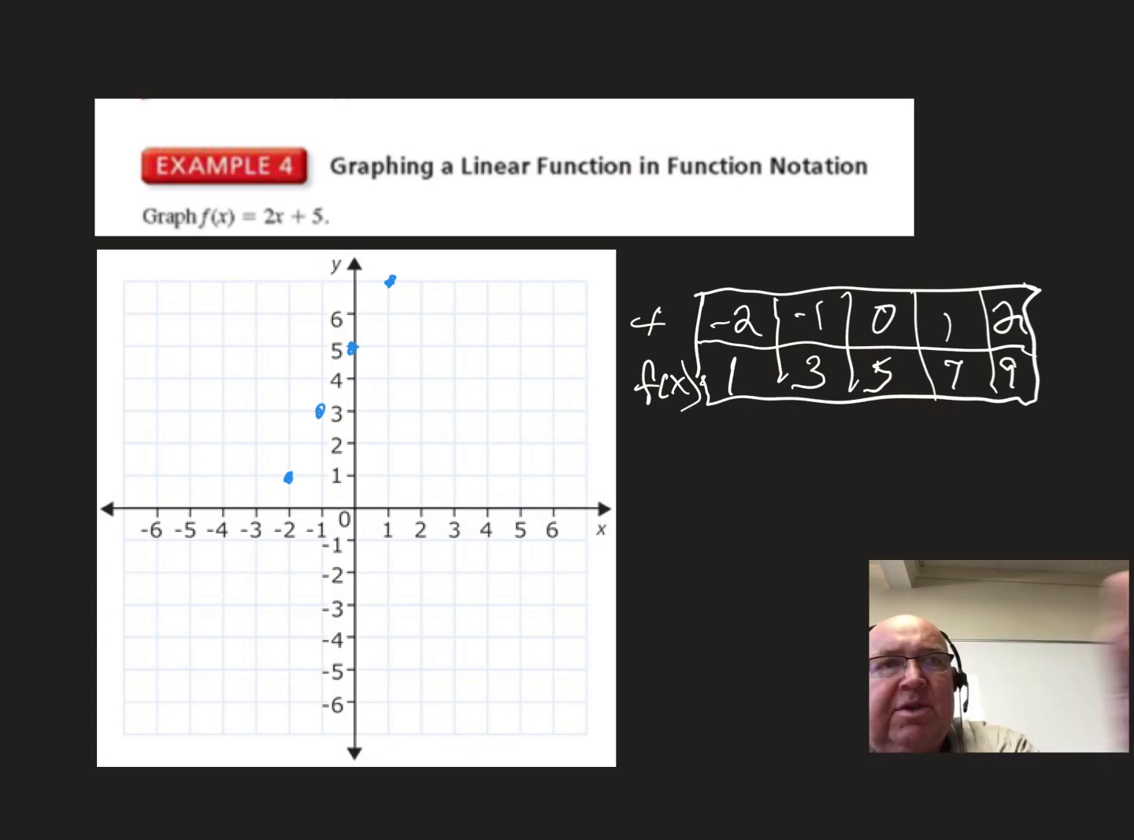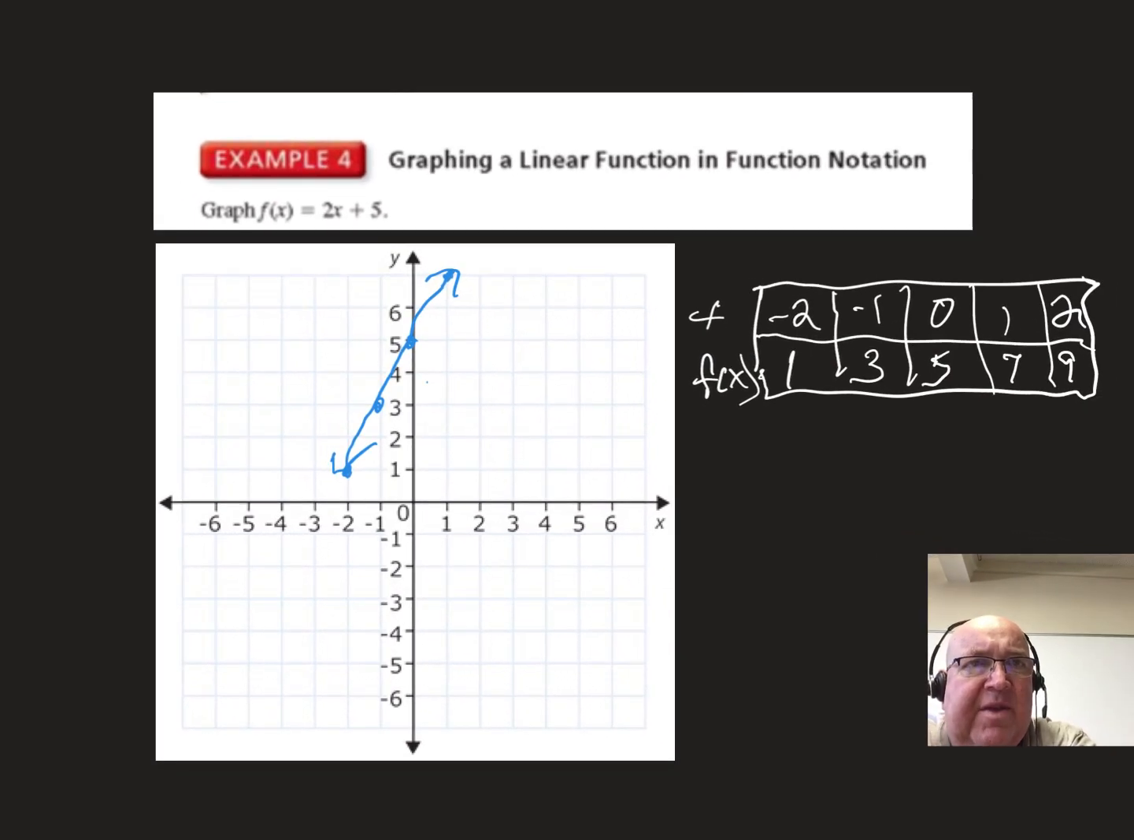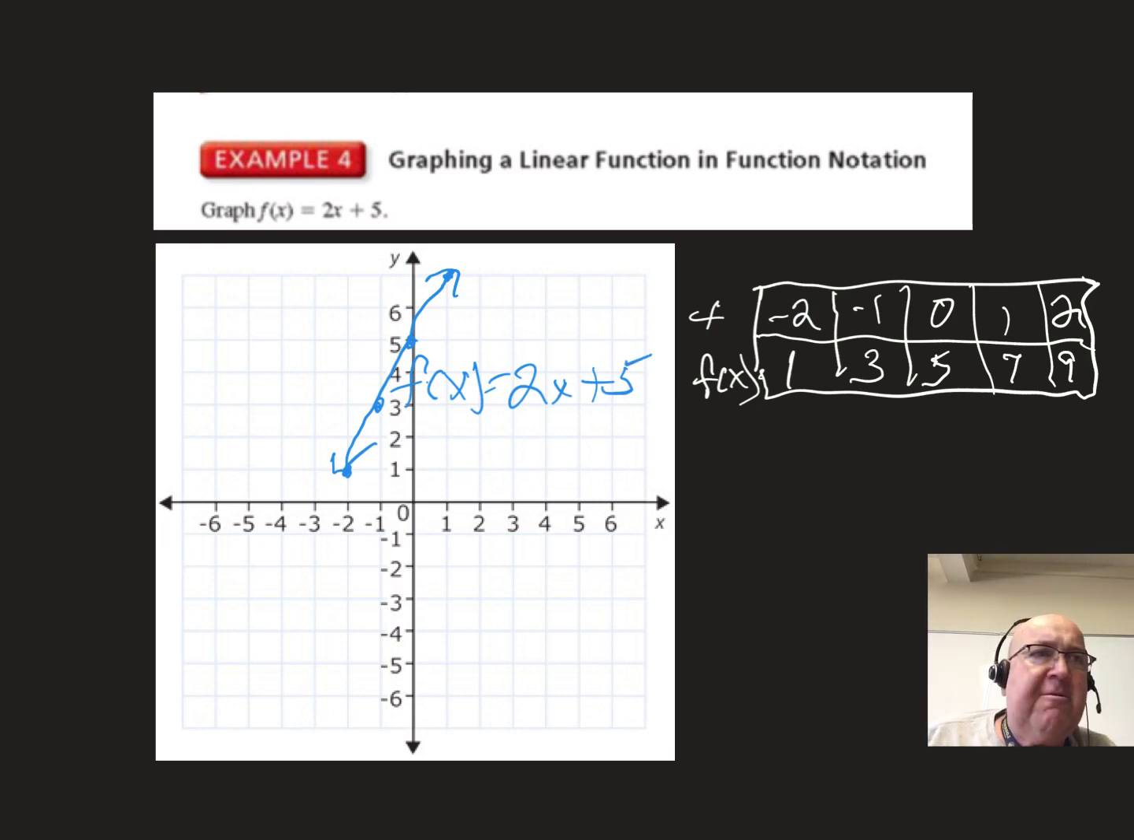Right now, we're going to just connect this because we could use other values, and we're going to draw arrows showing that they go on and on. So that is the graph of f of x equals 2x plus 5. We'll get into some more technical graphing later, but for now, the table is probably the easiest way if you're asked to graph. And that is it.